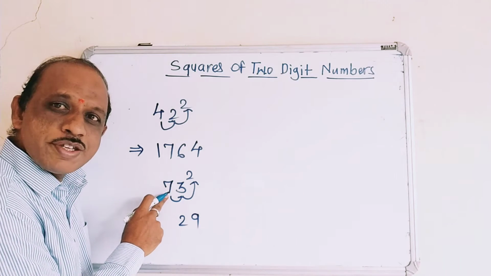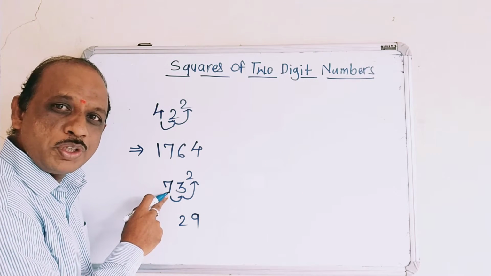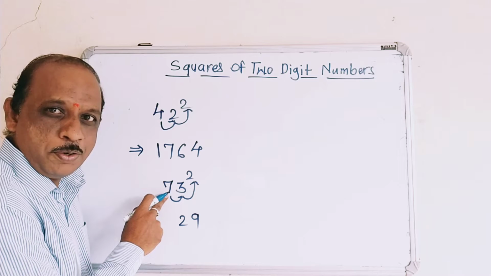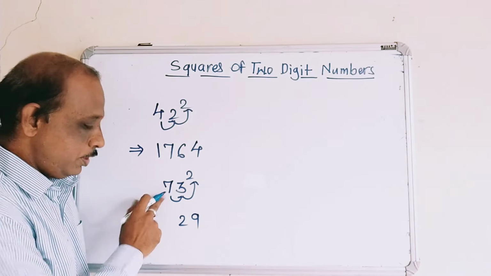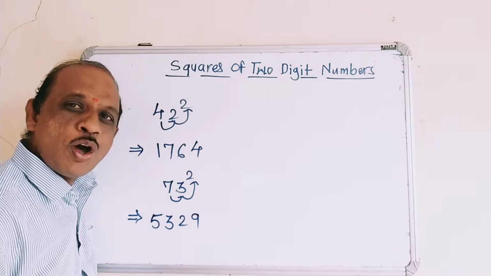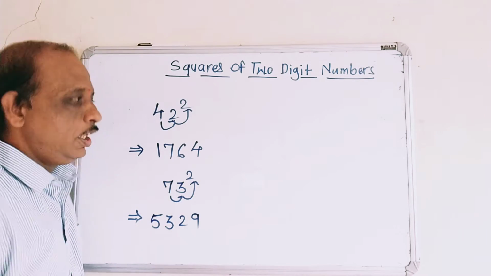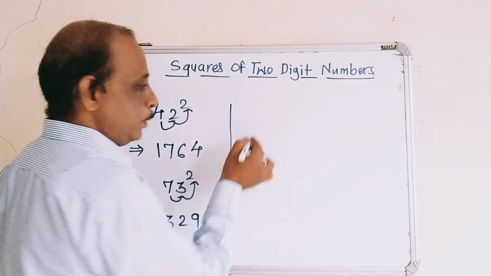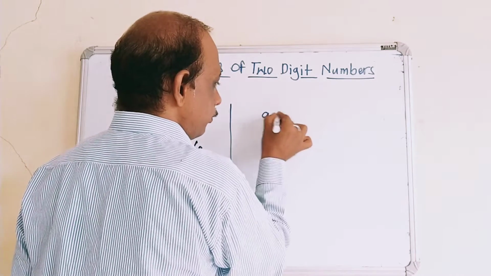Then 7 square is 49. 49 plus 4, that is 53. And this is the square of 73. Take a few more examples. Suppose we have to find out the square of 98.